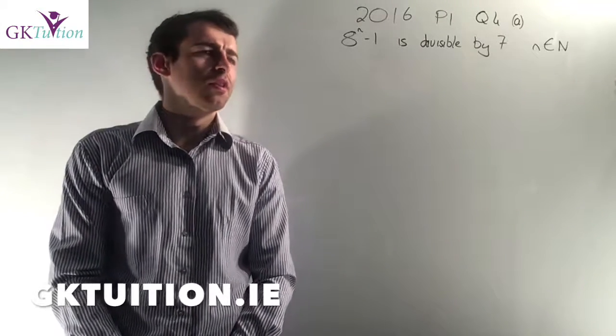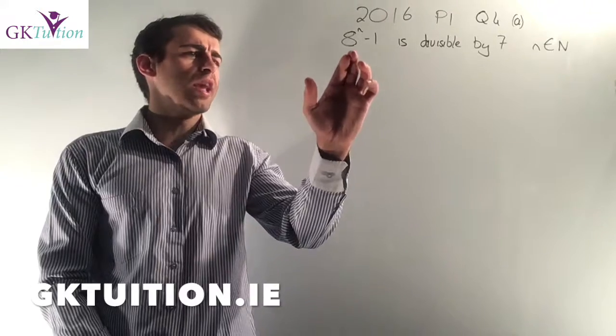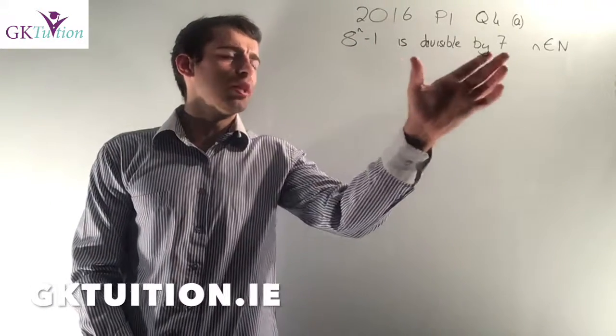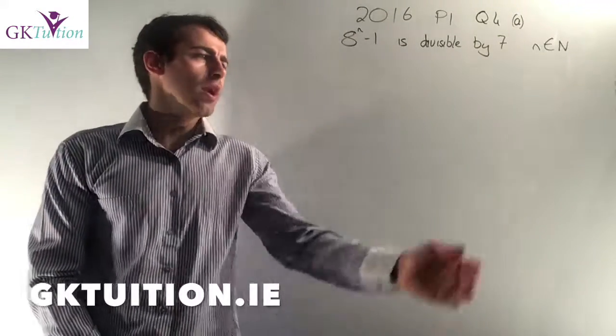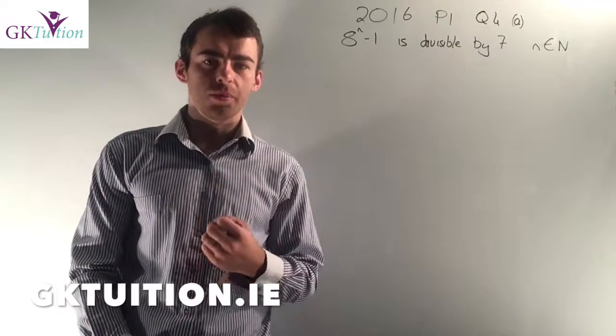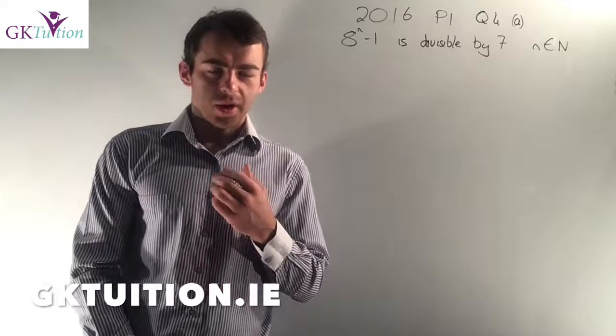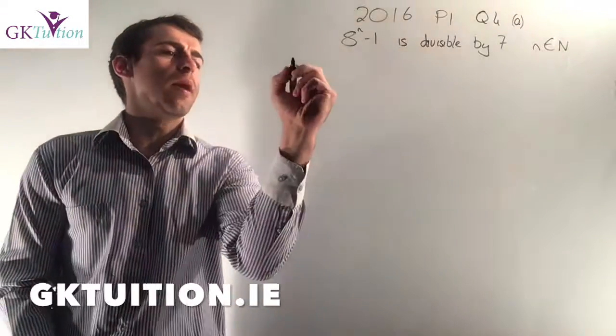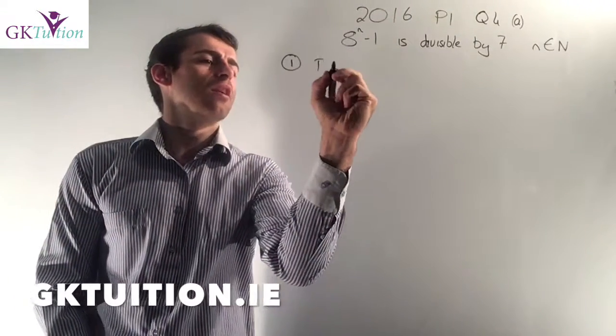In this question, we're asked to prove by induction that 8 to the power of n minus 1 is divisible by 7, where n is an element of the natural numbers, the natural numbers being whole positive numbers. Okay, so now for your induction, our first step is going to be, we're going to test for n equals 1.